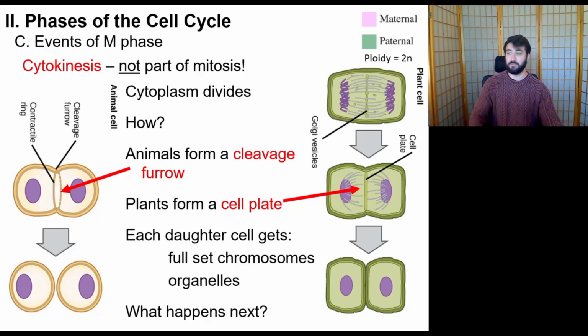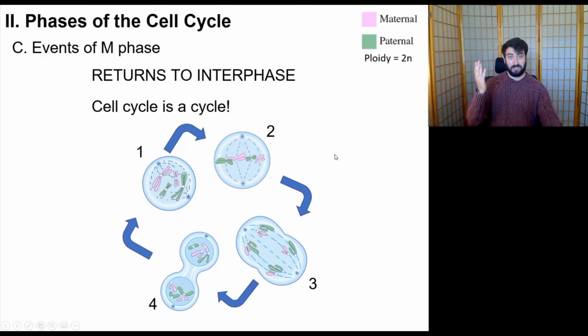Now, in either of these cases, whether it's an animal and it has a cleavage furrow, or whether it's a plant and has a cell plate, each new daughter cell has a full set of chromosomes identical to the original cell, as well as, of course, a full set of organelles. So that's pretty neat. So what do you think happens next now that we have these two daughter cells? What's the next step here? Any guesses? That's right, we return to the beginning. So this is a cycle. So we return back to the beginning of interphase and G1. Right, this is a cell cycle for a reason. Okay.